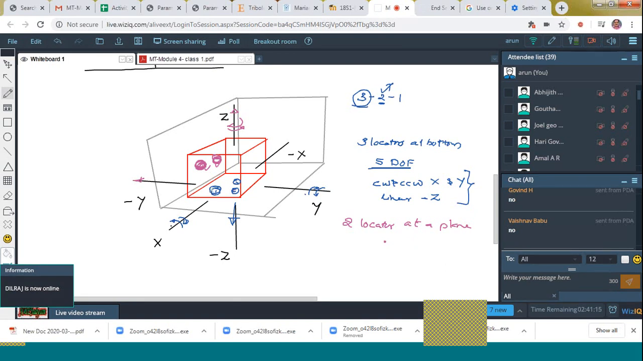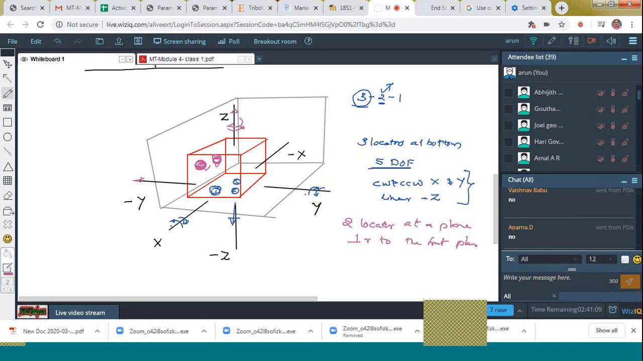At a plane perpendicular to the first plane. Can I say, 2 locators at a plane perpendicular to the first plane? That is this one. Got it? This is the first plane. This is the second plane. How do I define that second plane? 2 locators are placed in a plane which is perpendicular to the first plane.